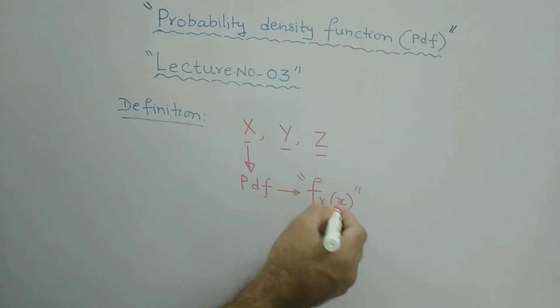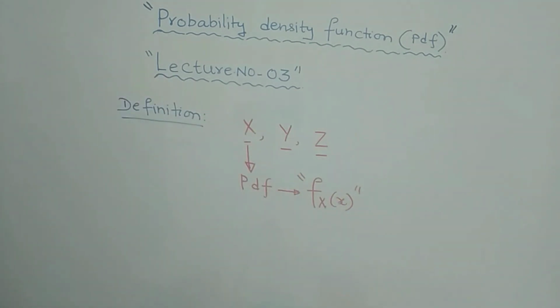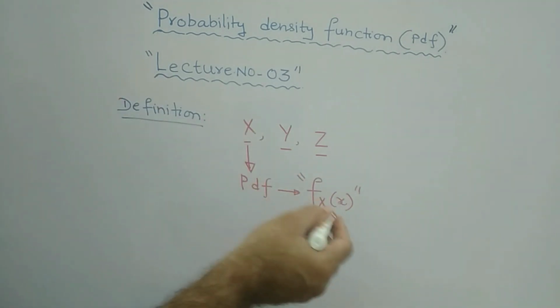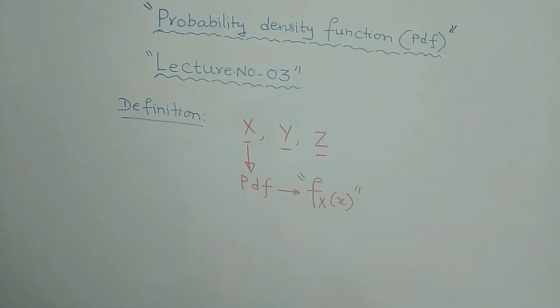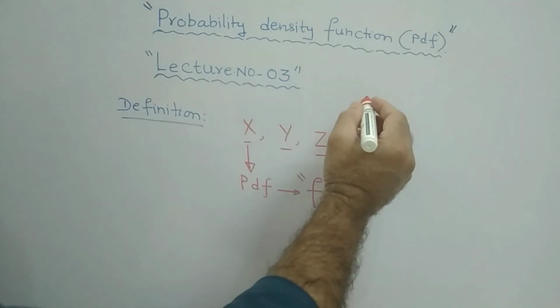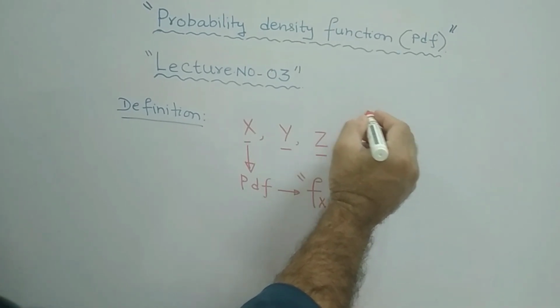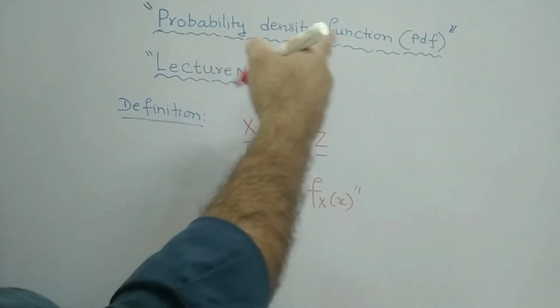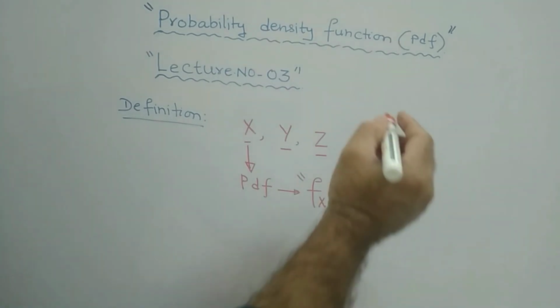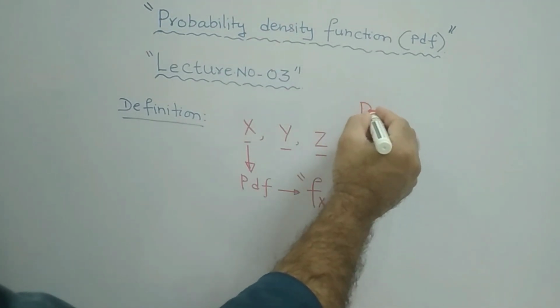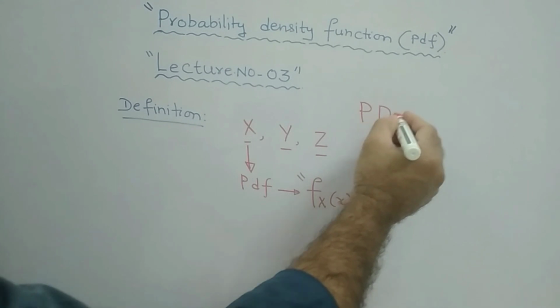How can it be defined for a given random variable X? I think it is derived from the definition of a probability distribution function. So in our last presentation, that is in lecture number 2, if you remember, we have seen the definition of a probability distribution function there. Probability distribution function, that is capital PDF.